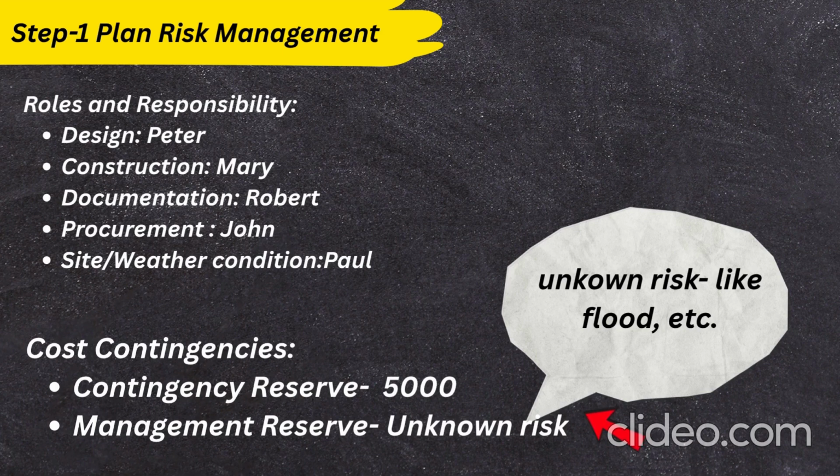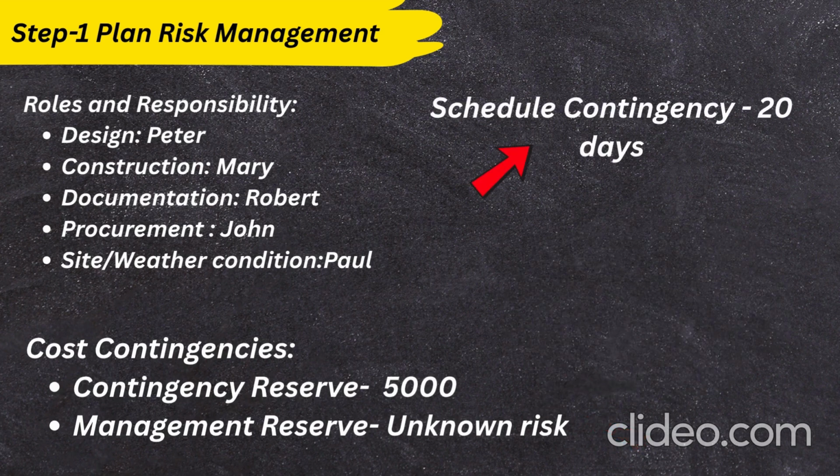So next cost contingency is management reserve, which is for unknown risk like change in the political condition, environmental conditions like flood and all. So it is for unknown risk which is completely planned by management. It depends on management how much amount the management wants to keep for the unknown risk. Like suppose here if we keep 10,000 or 20,000 as a management reserve.